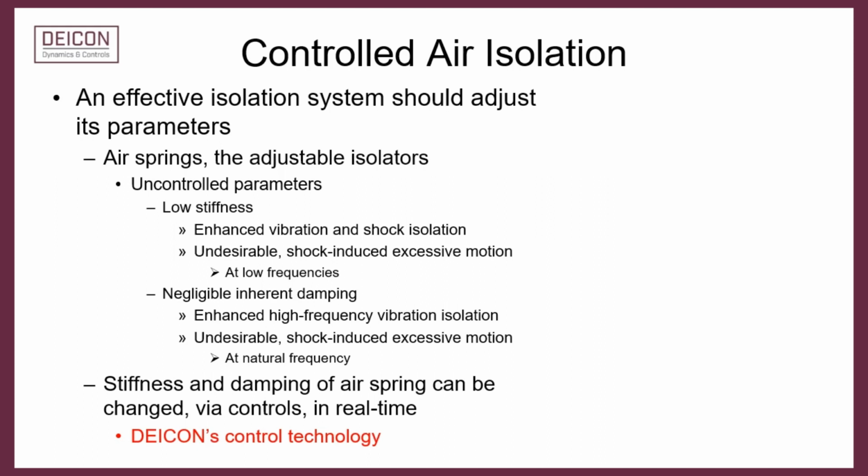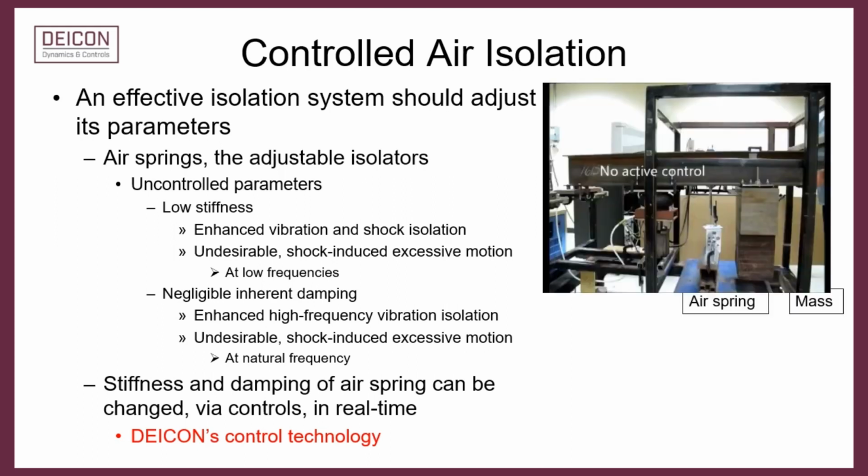A rather large 1 degree of freedom horizontal pendulum is set up to demonstrate the ability of Dicons control scheme in adjusting the stiffness and damping of an air isolation system. The demo device is made up of a 700-pound mass and an air spring with a diameter of 12 inches. The natural frequency of the uncontrolled 1 degree of freedom system is 2 Hz.